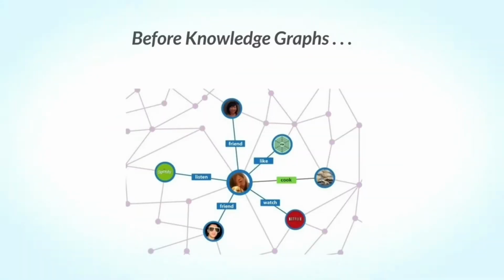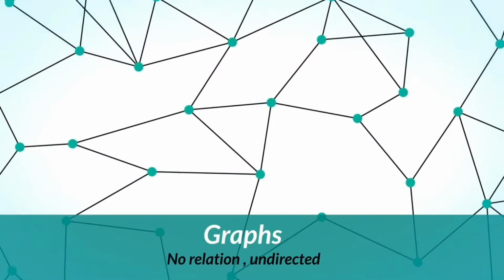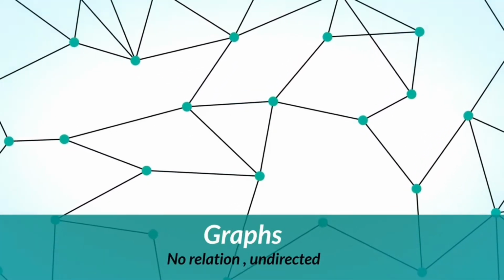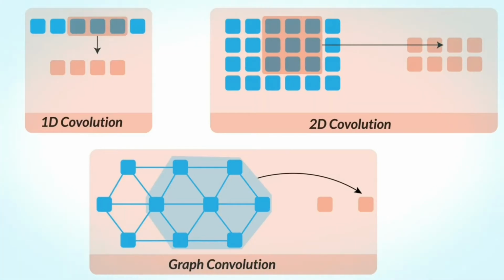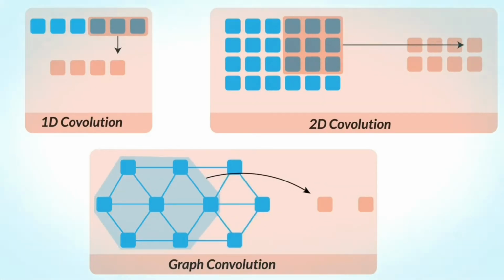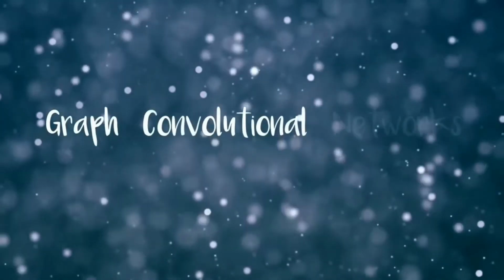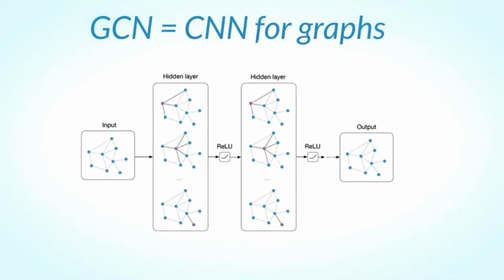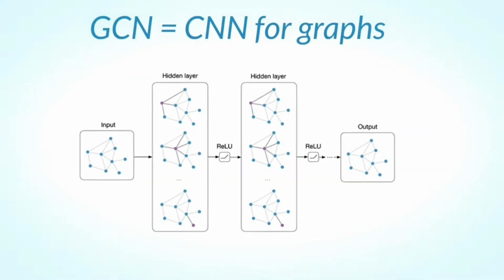Before we go into the complexity of learning a knowledge graph, let's restrict ourselves to learning an undirected graph. You might have heard about convolutional neural networks for 1D or 2D data. But have you thought of convolution for graphical data? We'll now be learning graph convolutional networks. It's like a CNN, but for a fixed graph network.